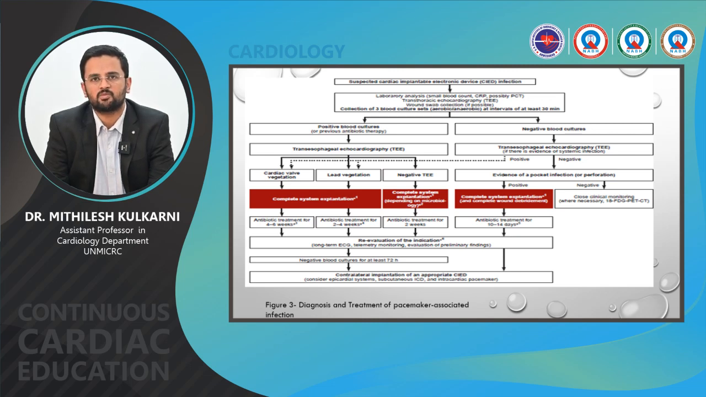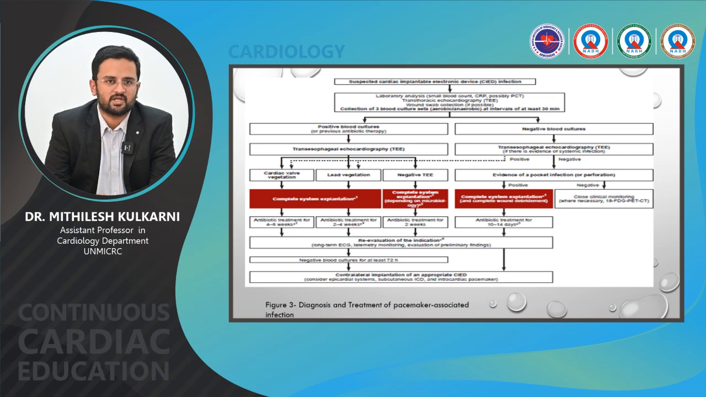Suppose the blood cultures come out to be negative, we do a TE. If there is evidence of pocket infection or perforation, that is, if it is positive, then complete system explantation is to be done, followed by antibiotic therapy for 2 to 14 days, followed by re-evaluation of the patient and then re-implantation. Suppose there is no evidence of pocket infection or perforation, then we do close clinical monitoring, that is, we need not extract and re-implant the device.